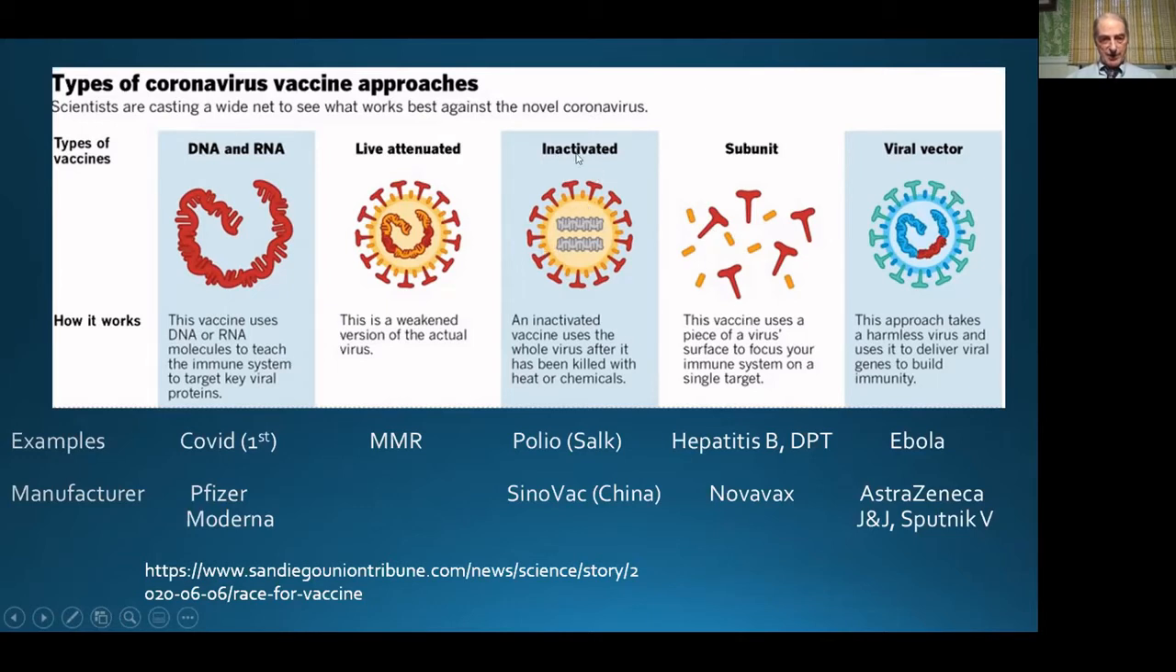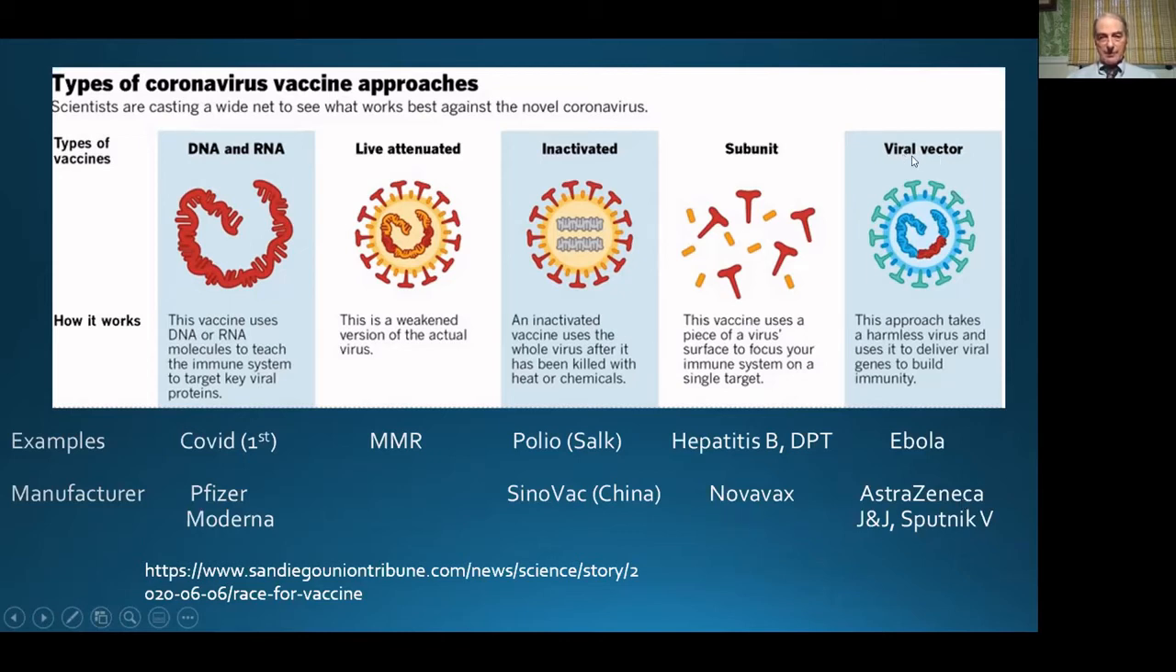You can kill the virus and use an inactivated virus, and that, of course, was the basis of the Salk polio vaccine. The Chinese coronavirus vaccine is also using inactivated whole virus. And you can purify out individual viral proteins, which is what your hepatitis B vaccine is made from, and also diphtheria, pertussis, and tetanus. And Novavax has adopted that approach.